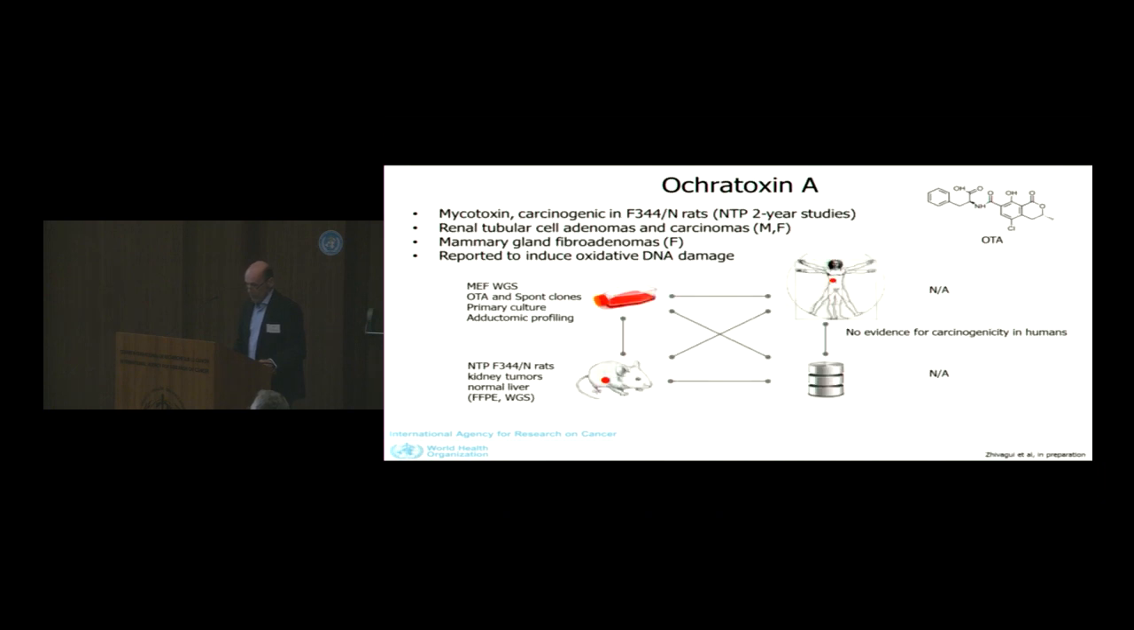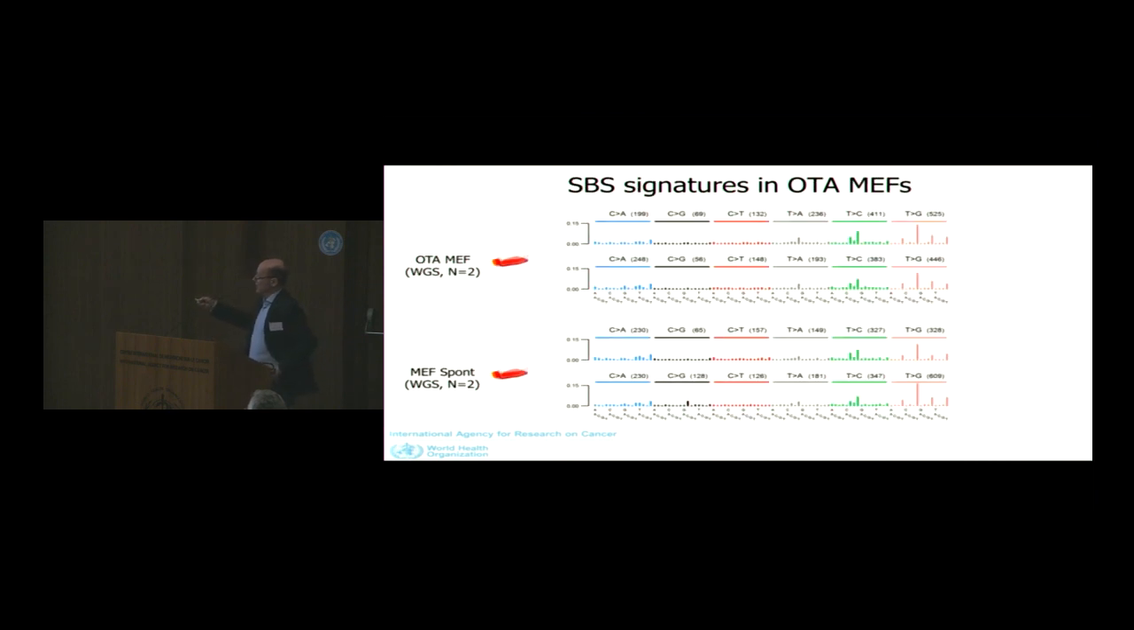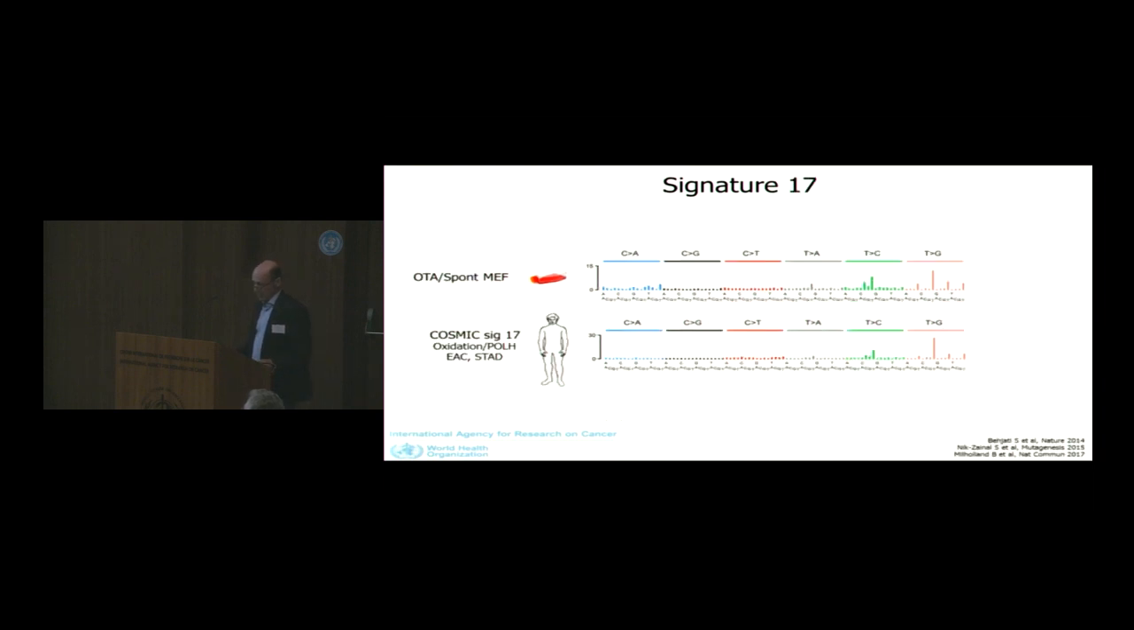And finally, ochratoxin A is a rodent carcinogen that had been hypothesized to also be a human carcinogen, but there are no data on that. We decided to look into the effects of ochratoxin A using the MEF system, and surprisingly, we obtained some patterns, but they were not different from untreated, spontaneously immortalized clones. And so we started looking a little bit more into the signatures there.